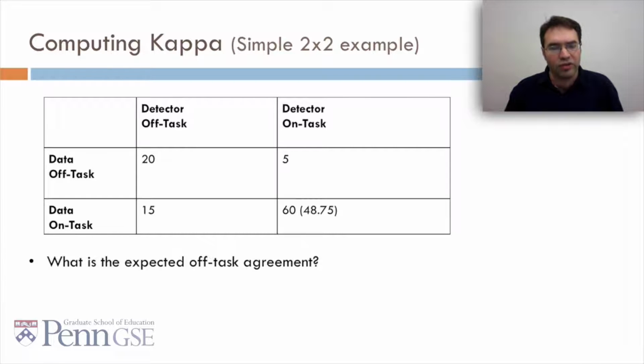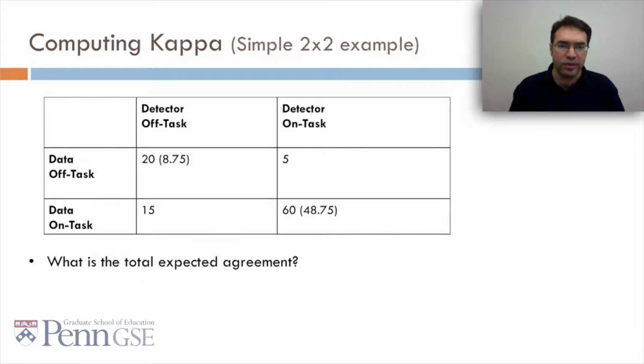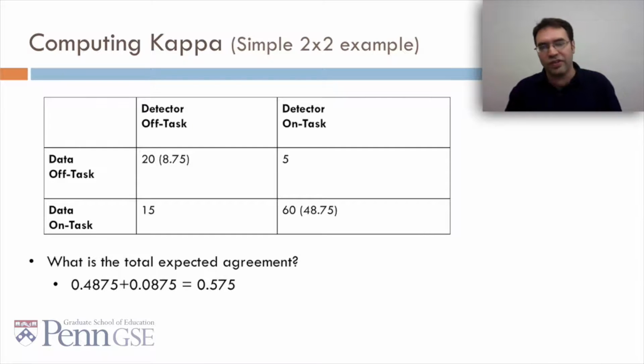So what's the expected off-task agreement? It's going to be that 25% times that 35%, which equals, again, using your calculator in your head, 8.75%. So if we take these two, we can say we should expect agreement on on-task in 48.75 cases and agreement on off-task in 8.75 cases, for a total expected agreement of 57.5%, or 57.5 cases in this very nicely set up example.